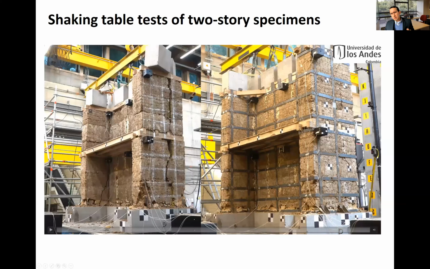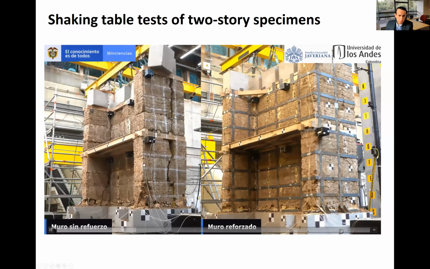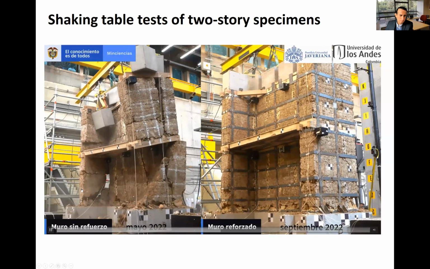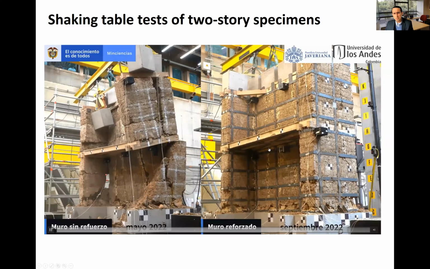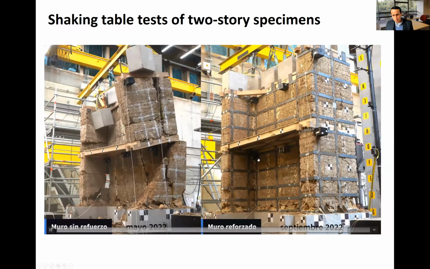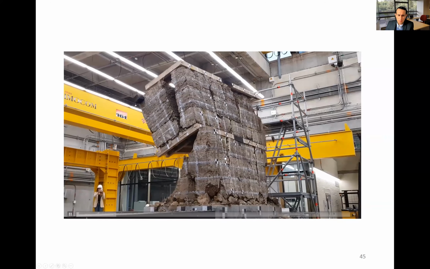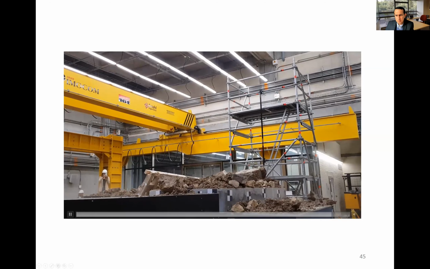Finally, we have done testing of two-story specimens subjected to two components of ground motion, as you can see here. So here we see a specimen on the left without any reinforcement, and on the right with reinforcement. We see the collapse of this specimen here, and this one here has some damage, but it's behaving very well, very stable, no permanent displacements that are important. Here is how it was at the end: we got complete collapse of this specimen without reinforcement.